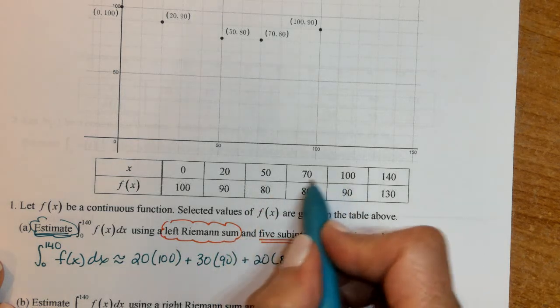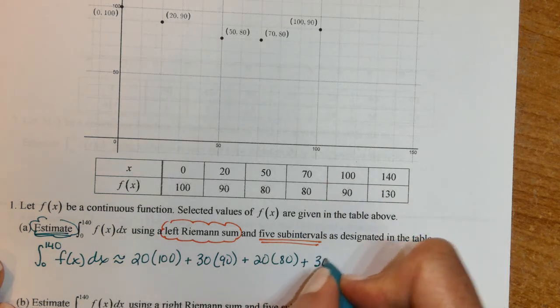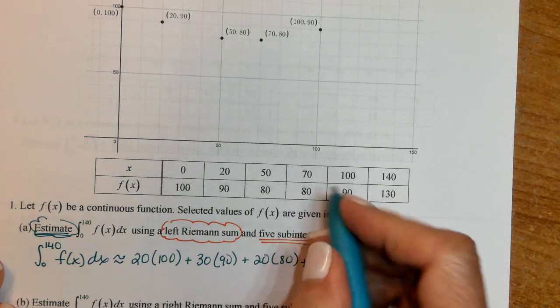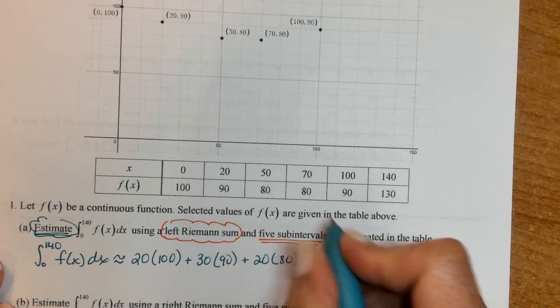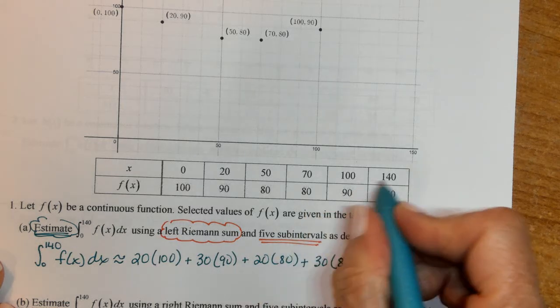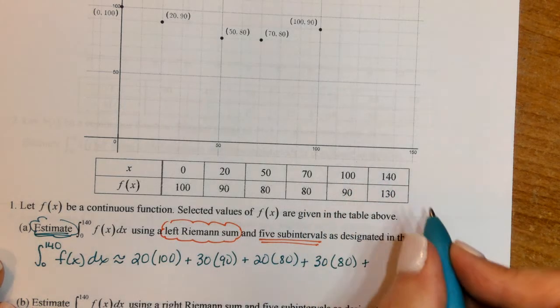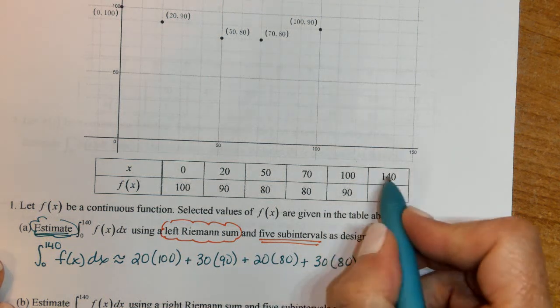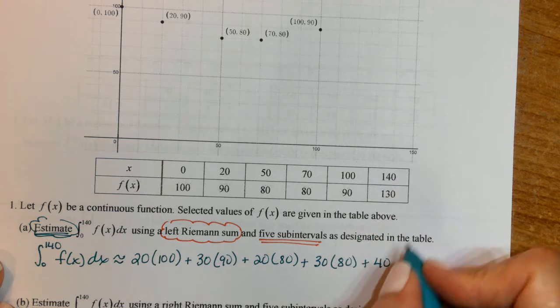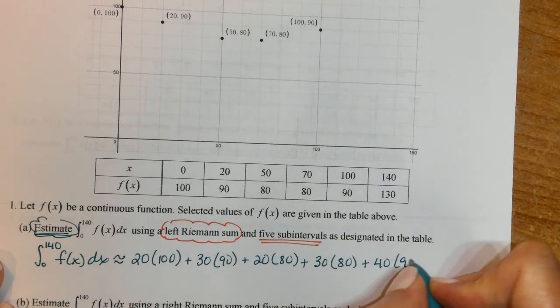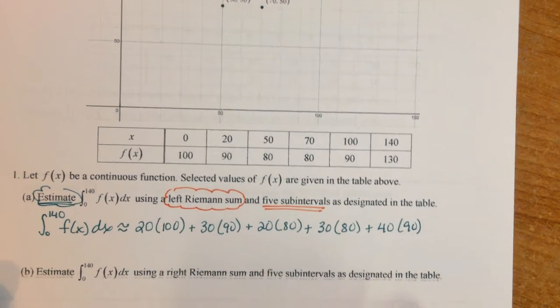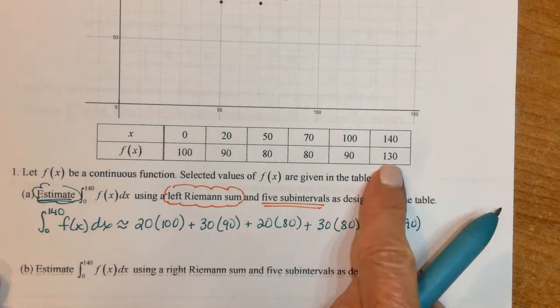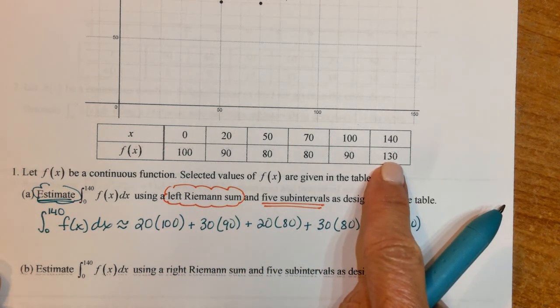The next change in x, delta x, will be 30. The height, we're using the left-hand height, will be the 80. And lastly, the fifth rectangle here has base length 40, delta x 40. We're using the 90 height. If you're doing a left Riemann sum, you will not use the rightmost height at all.